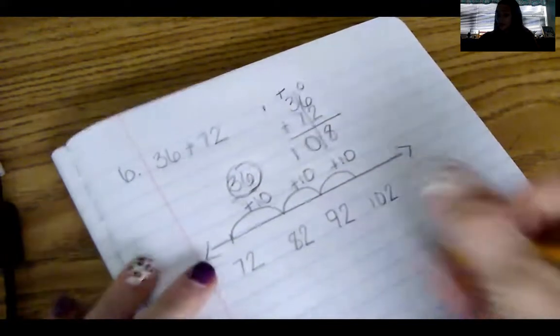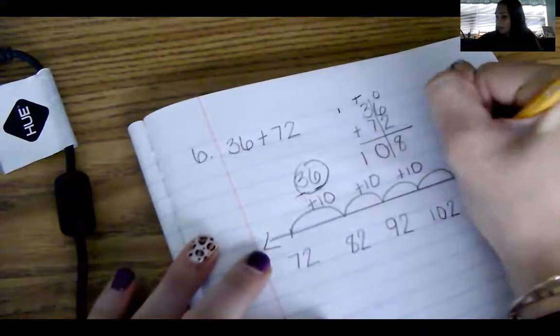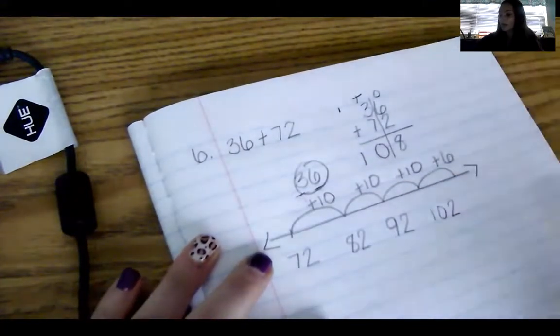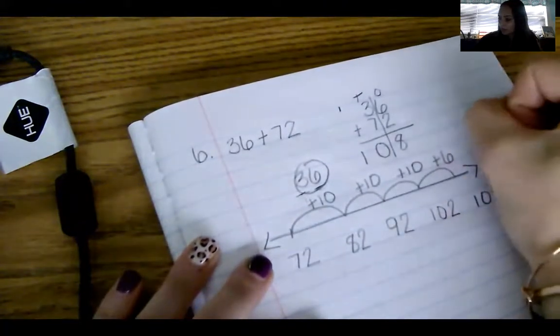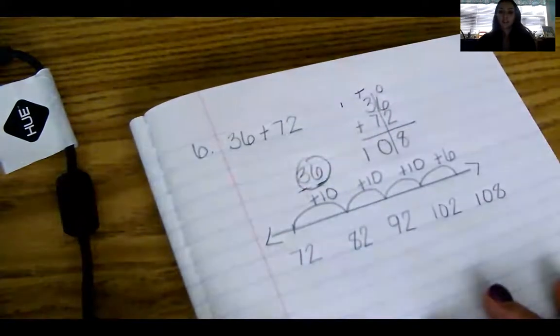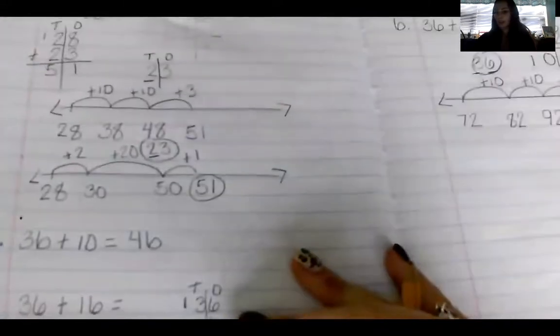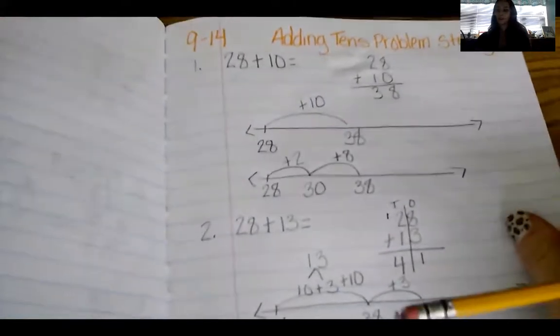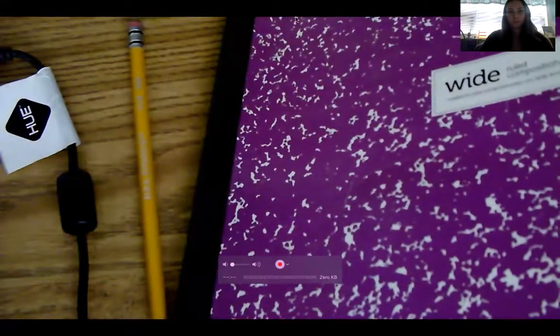Okay, now I just have 6 more that I need to add, 6 1s. So I'm just going to add 6. And I know 102 plus 6 is 108. Okay, so that one's kind of a challenging one. All right, so make sure you have this in your notebook, all of your problem strings. And the main idea is to just let you know that there are many different ways to solve a problem. Not one way is the only correct way.